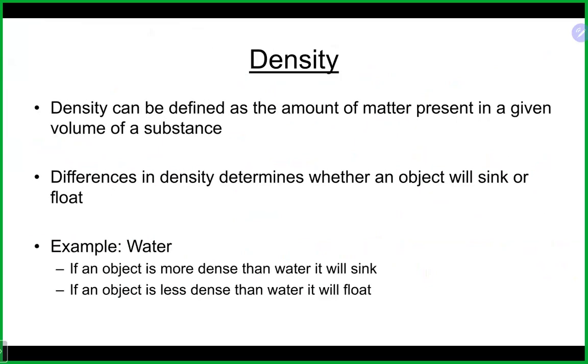density. So we're going to talk about density. Density is a formula that represents the amount of matter there is in an object relative to its volume. Differences in density, for example, will determine whether or not an object will sink or float in water. If a substance is more dense than water, it will sink. If a substance is less dense than water, it will typically float.